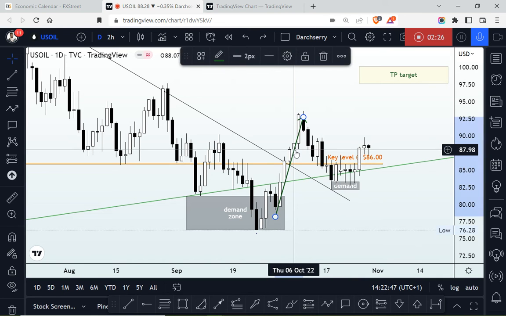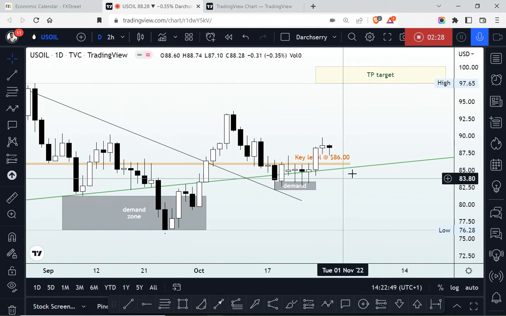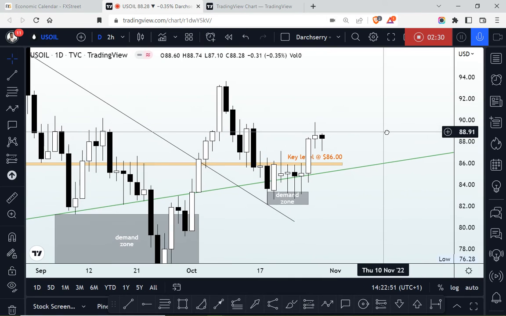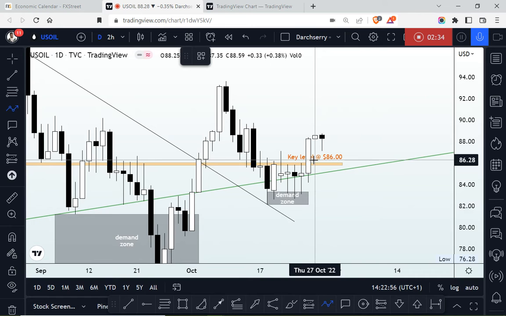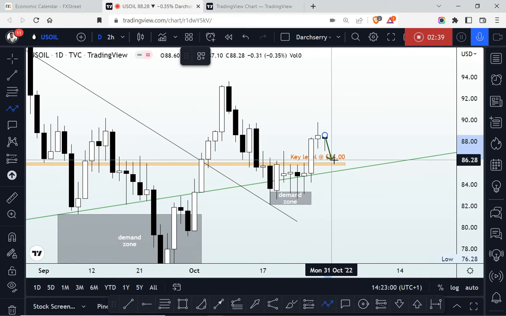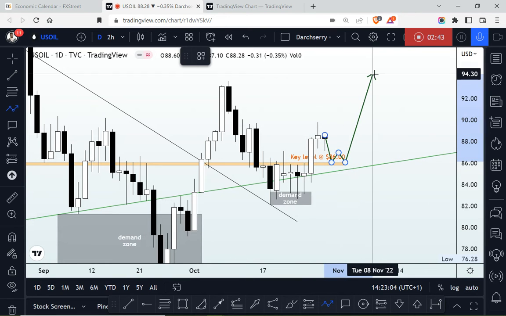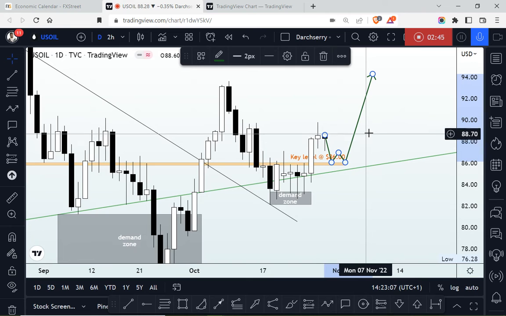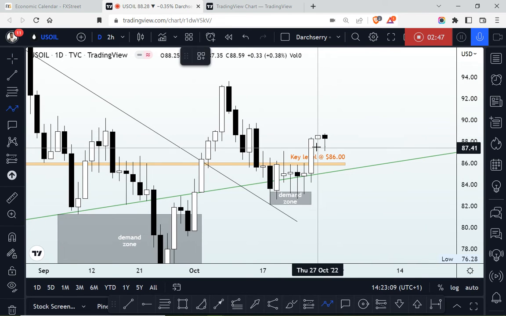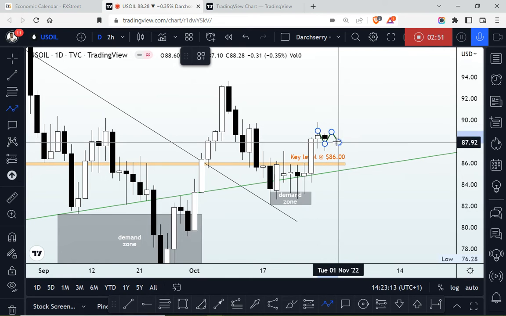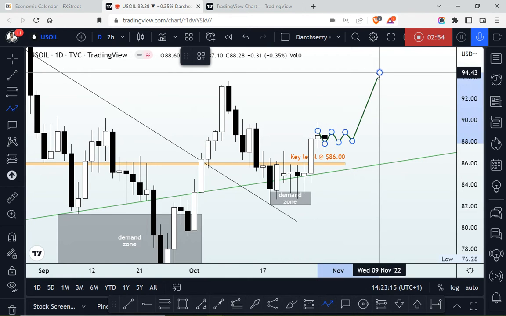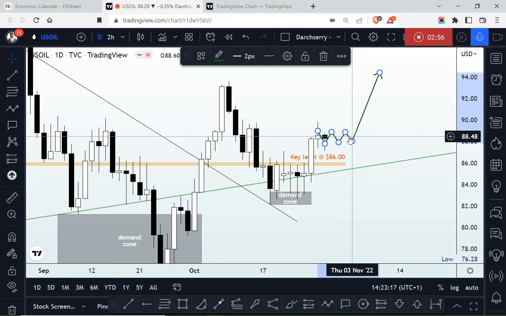So with this setup in view, how do we intend to trade the US oil this week? Well, I have two scenarios I want to be looking forward to. And the first scenario is the possible situation where price might likely come back to do a retest of the $86 level, which was broken last week, to incite a trend continuation to the upside. Or we could have a situation where we have a trend continuation pattern around here that will incite the second wave of that bullish momentum.